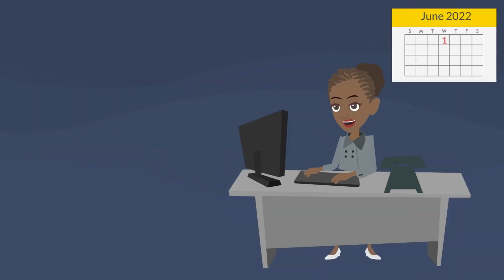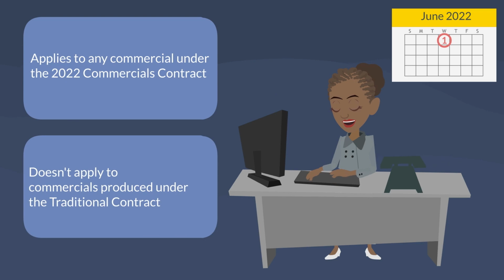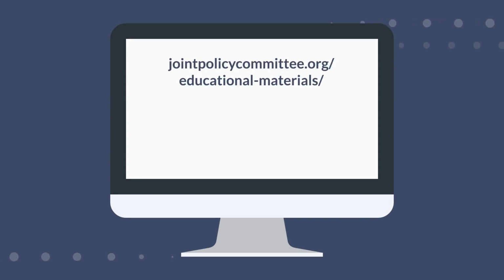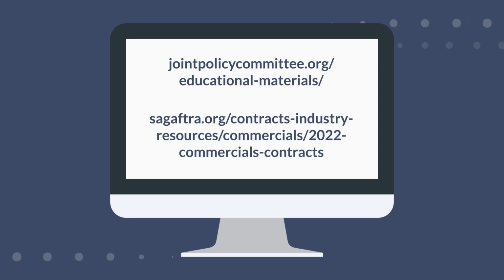These changes to MPU and holding fees apply to any commercial that commences production under the 2022 Commercials Contract on or after June 1st, 2022. These changes do not apply to commercials produced under the traditional contract. Additional holding fee examples can be found on the Joint Policy Committee website under Educational Materials and on the SAG-AFTRA website under 2022 Commercials Contracts.